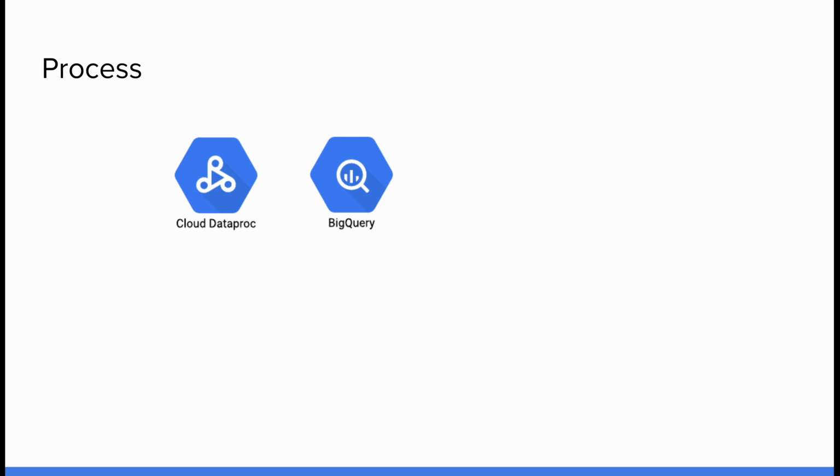BigQuery contributes to the processing phase by allowing users to run transformations on data directly within the warehouse using SQL. It can be used to perform operations like aggregations, joins, data normalization. This helps to prepare the data for analysis without moving it between multiple systems. Cloud Data Fusion is an important tool in this stage, providing a visual interface for building and managing data pipelines. It enables you to create data transformation workflows with minimal coding. So it simplifies the development and orchestration of ETL processes or ELT processes.